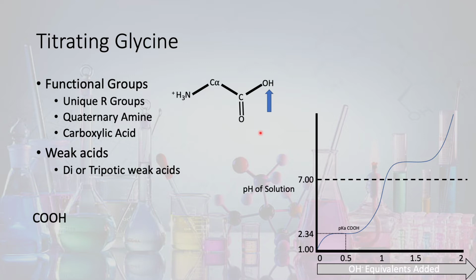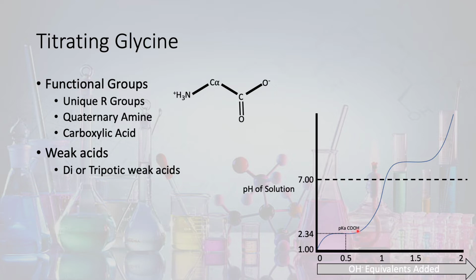So at a pKa of 2.34, the dissociation of our carboxylic acid, COOH, is in equilibrium with H+ and the COO- in solution, right? So there's as much conjugate base as there is Bronsted-Lowry acid in solution.